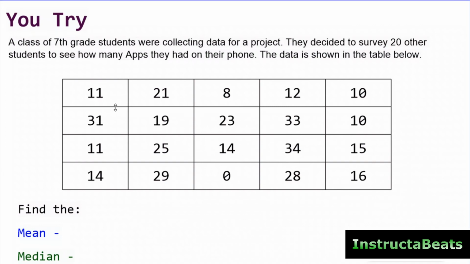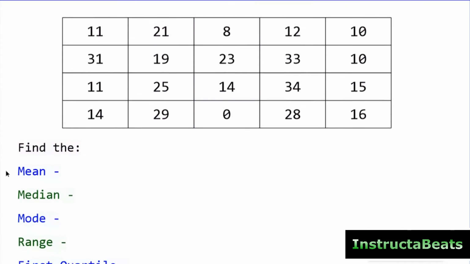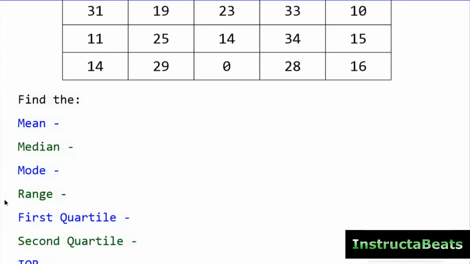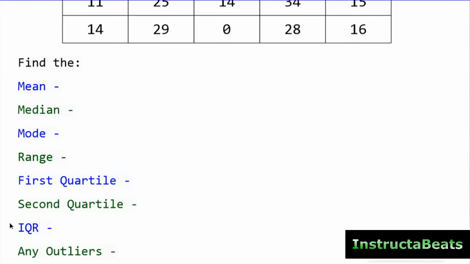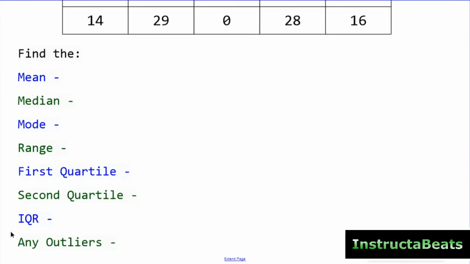So one student had 11, one student had 21, one student had 8, and so forth and so on. You are going to find the mean, the median, the mode, the range, the first quartile, the second quartile, the interquartile range, and then any outliers that you have.